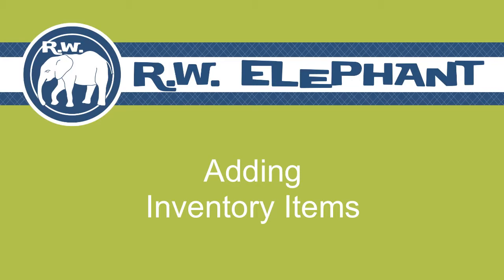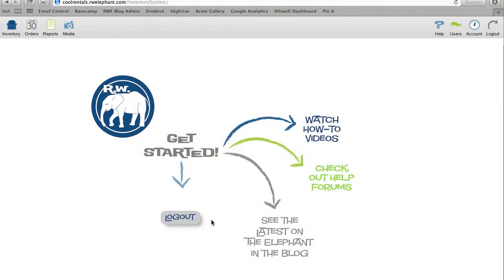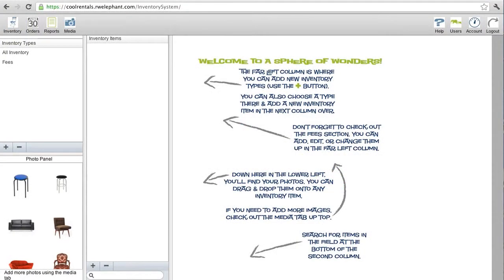Once you've uploaded images of your inventory, you can create inventory types and inventory items in your RW Elephant account. Navigate to the inventory section of your account by clicking on the chair in the upper right-hand corner of the screen. Click on the plus sign at the bottom of the inventory type section on the left-hand side of the screen. Double-click on the new type to rename the inventory types.